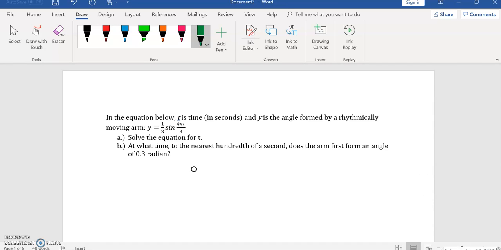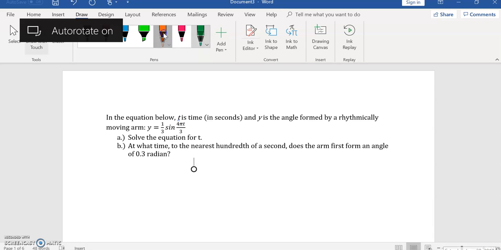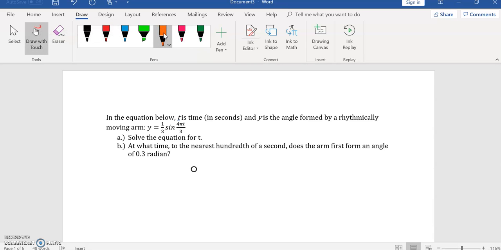Okay, in the equation below, t is time in seconds, and y is the angle formed by a rhythmically moving arm. First, we're asked to solve this equation for t. So, to do that, I'm first going to isolate the trig function, which is our sine. So I'm going to times both sides by 3 and get 3y equals sine of 4 pi t over 3.